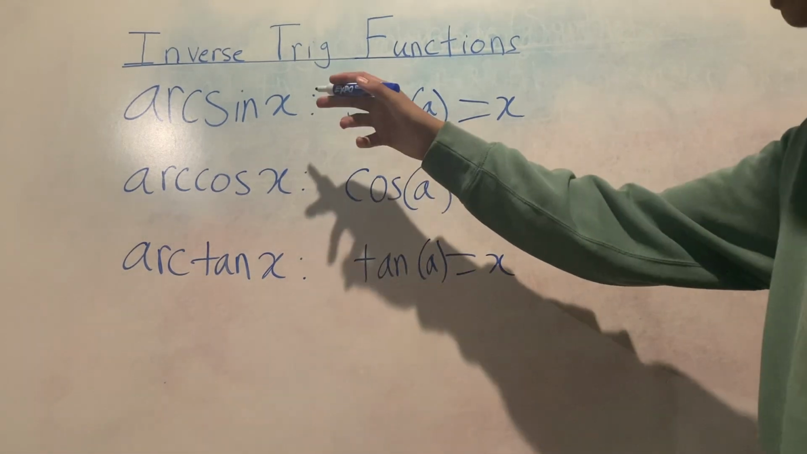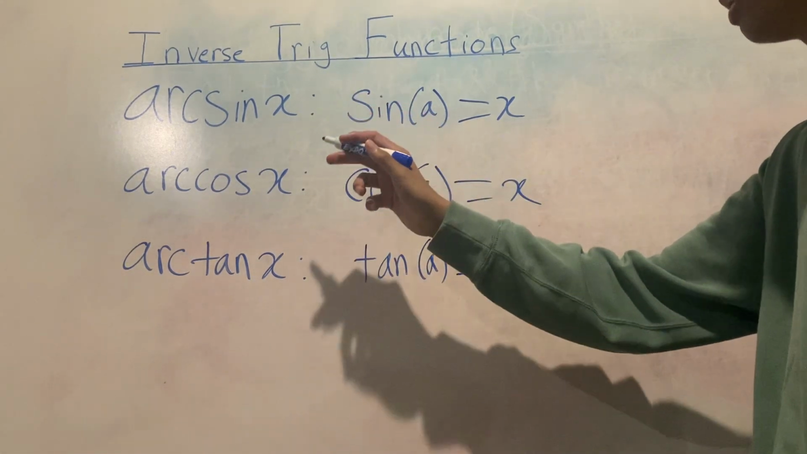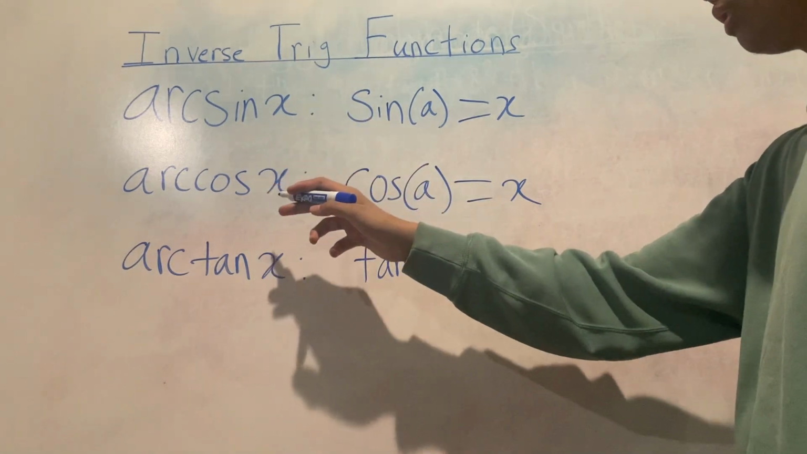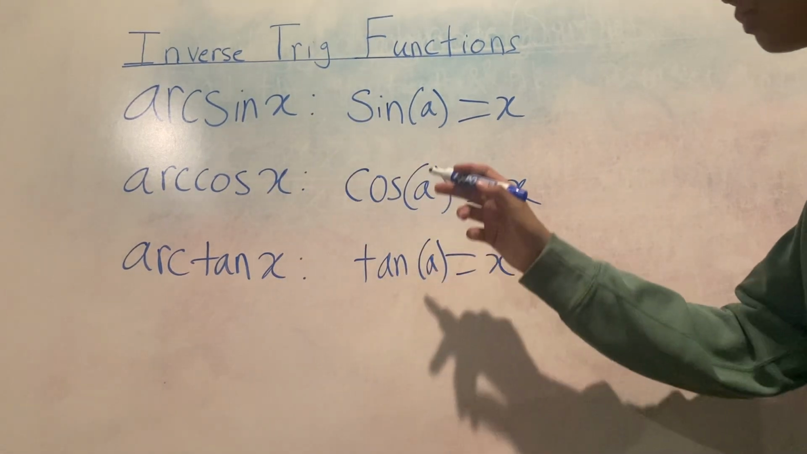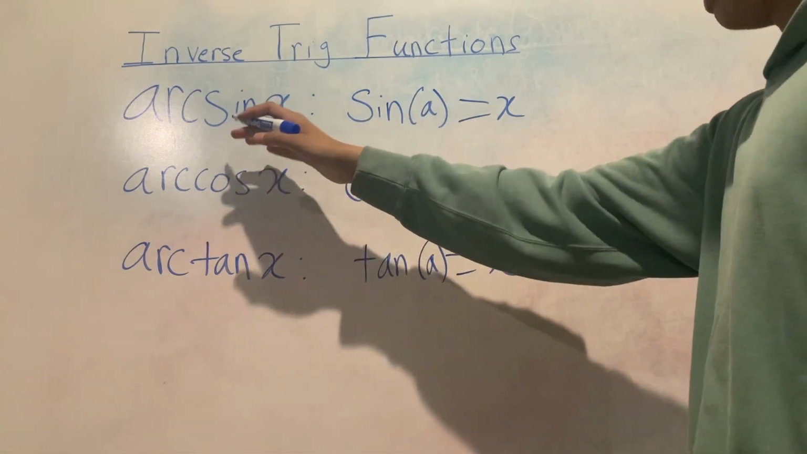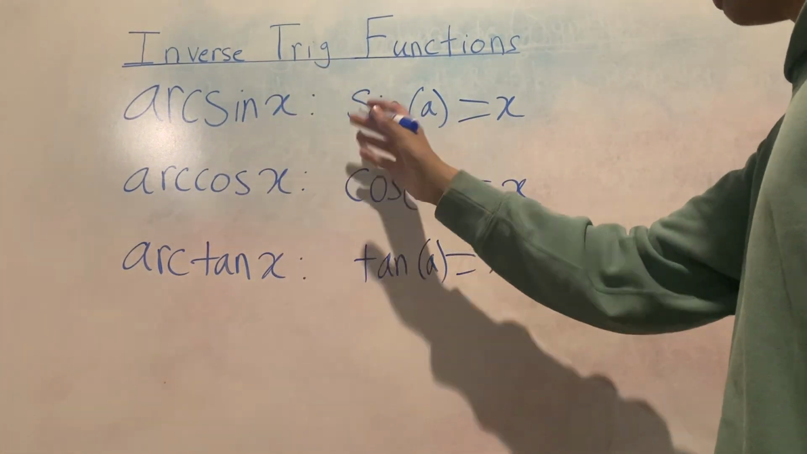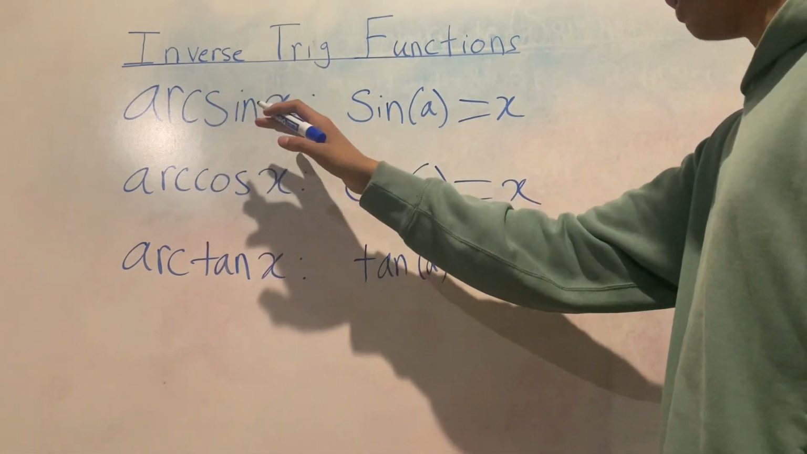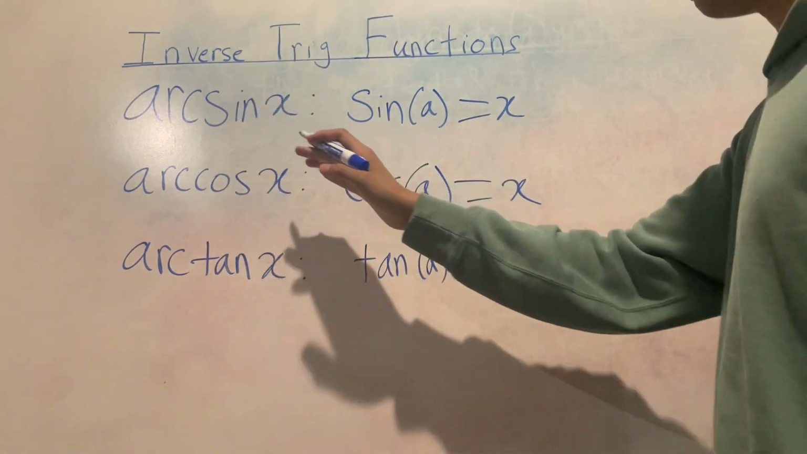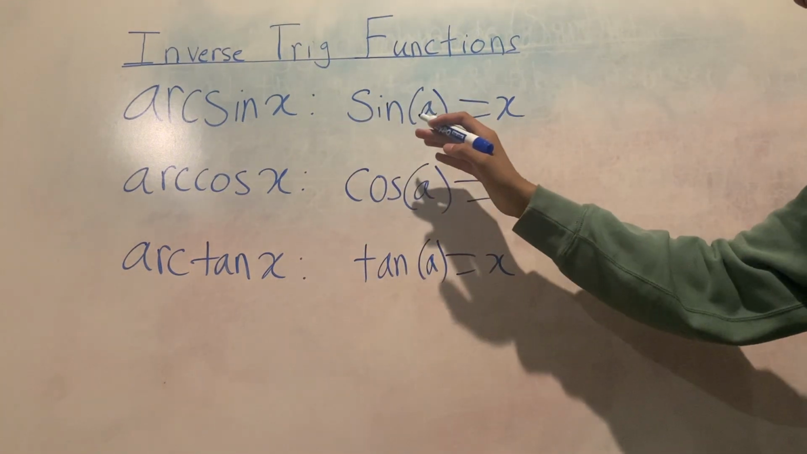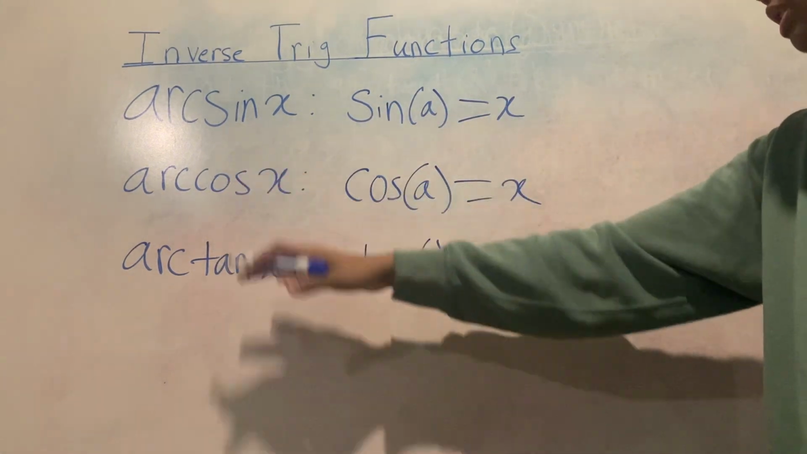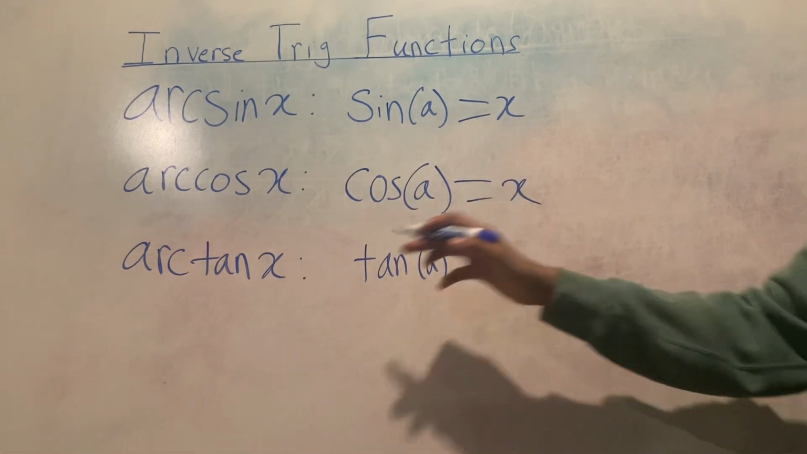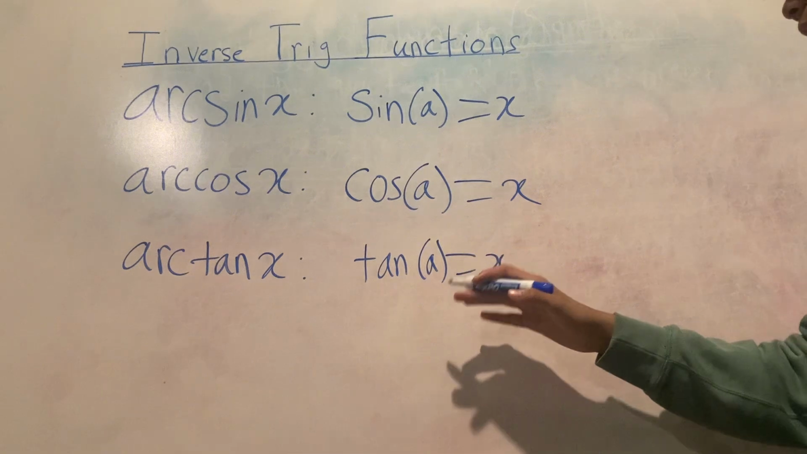Alright, so let's look at some inverse trig functions. The three we'll look at today are arc sine, arc cosine, and arc tan. Basically, arc sine is just the inverse function of sine. So if you have arc sine of x, what that's saying is sine A equals x. And same thing with these other two. Arc cosine x is cosine A equals x, and arc tan x is tan A equals x.